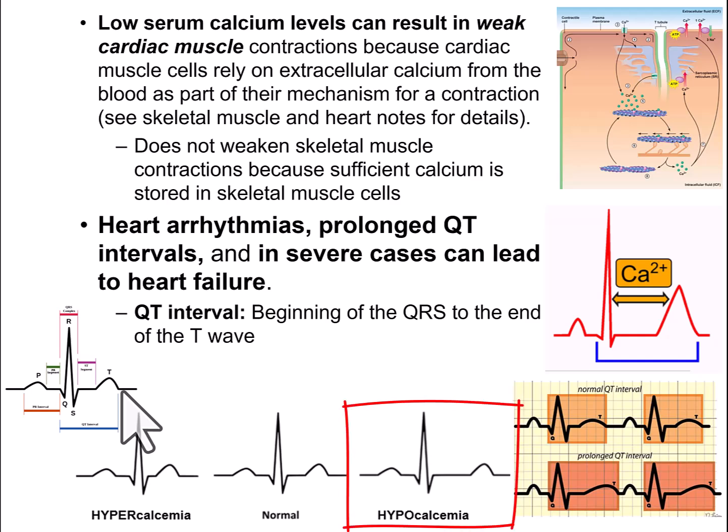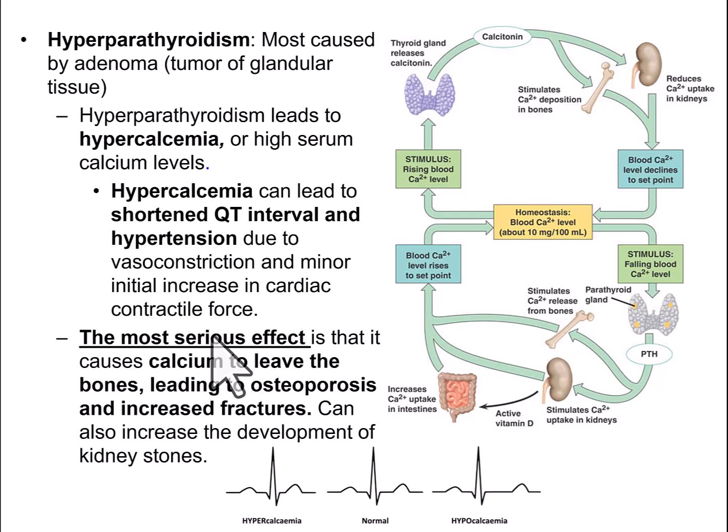With hyperparathyroidism, you have increased amounts above normal of parathyroid hormone, which is going to result in increased amounts of calcium. Most often, it's caused by a tumor of the glandular tissue of the parathyroid gland, an adenoma. Hyperparathyroidism is going to lead to hypercalcemia, or high serum calcium levels. Hypercalcemia can lead to a shortened QT interval and hypertension. This is going to be primarily due to vasoconstriction. There's a minor increase in cardiac contractile force, but not really substantial.